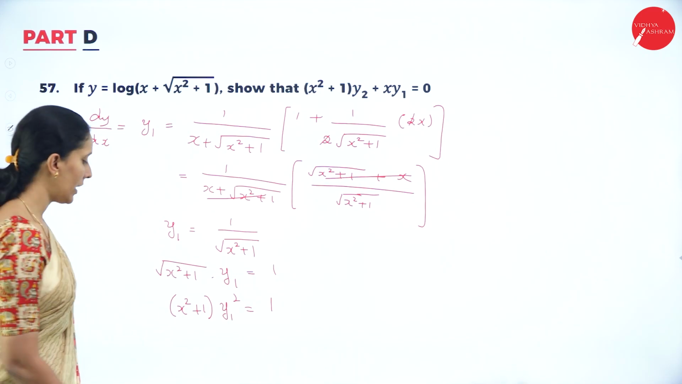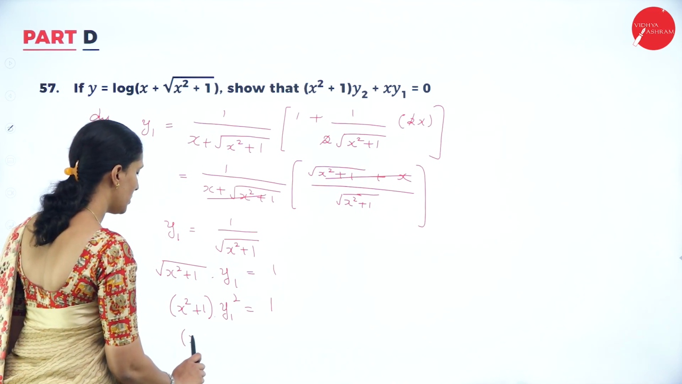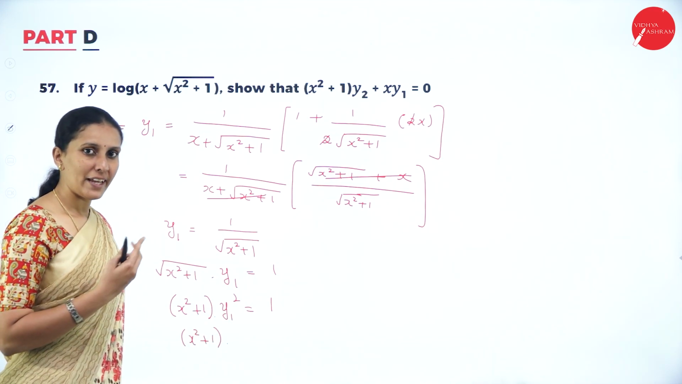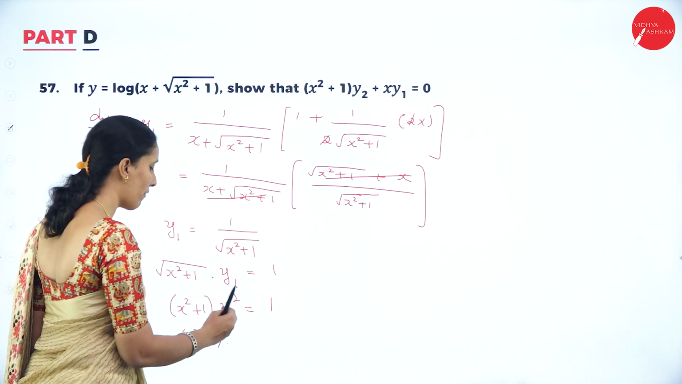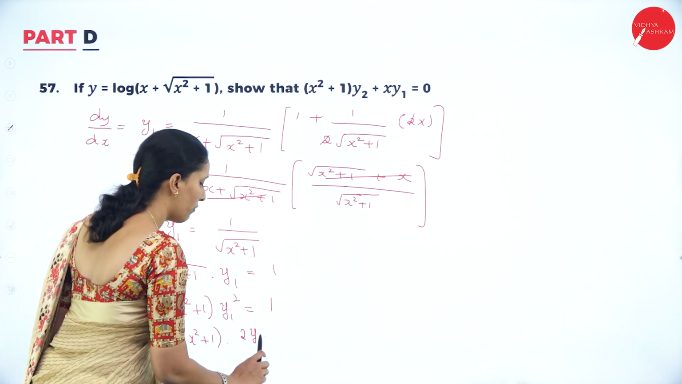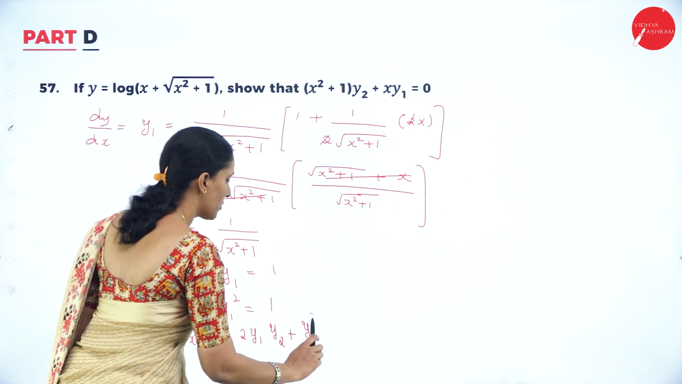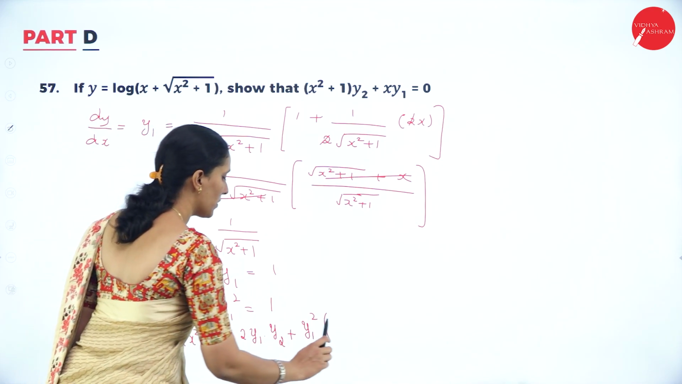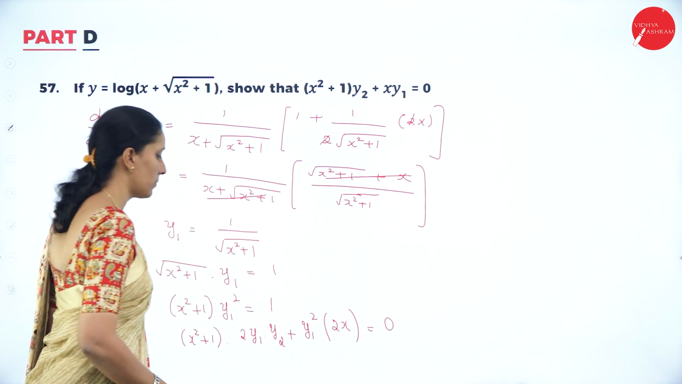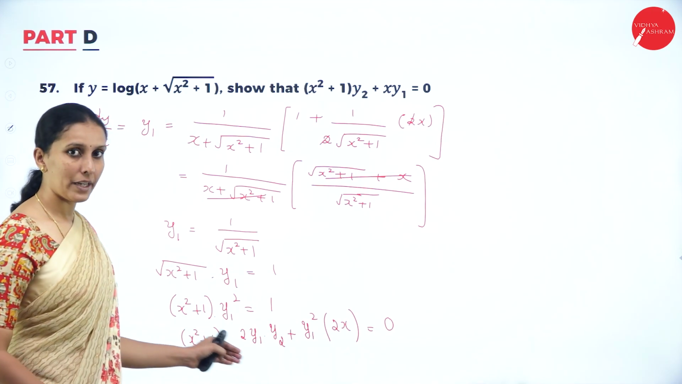So differentiating again, here we have two functions, we can use the product rule. So the first function into the derivative of the second. Suppose if you have x square, we will write it as 2x, but here we have y1 square, we will write it as 2y1, and the derivative of y1 is y2. Plus next we have y1 square, the derivative of x square plus 1 is 2x, and on the right hand side it is 0. So clearly we have 2y1 as a common factor and we can remove it.